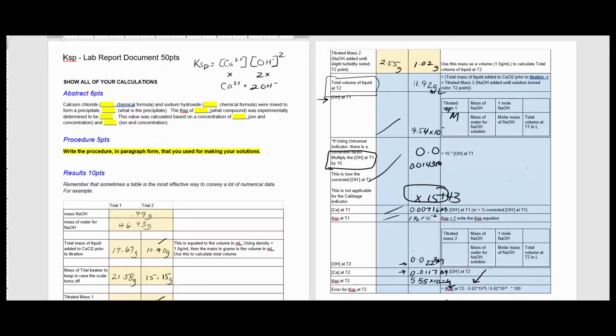Now, for the Cabbage indicator, the calculation is very similar. You just don't go through the T1 step. You only do the T2 step.